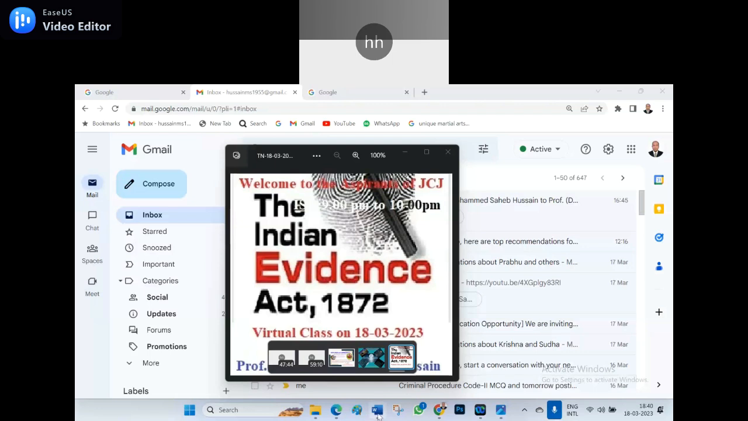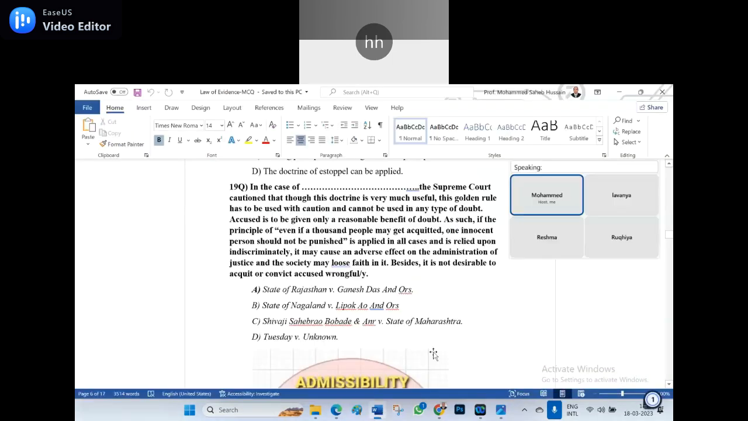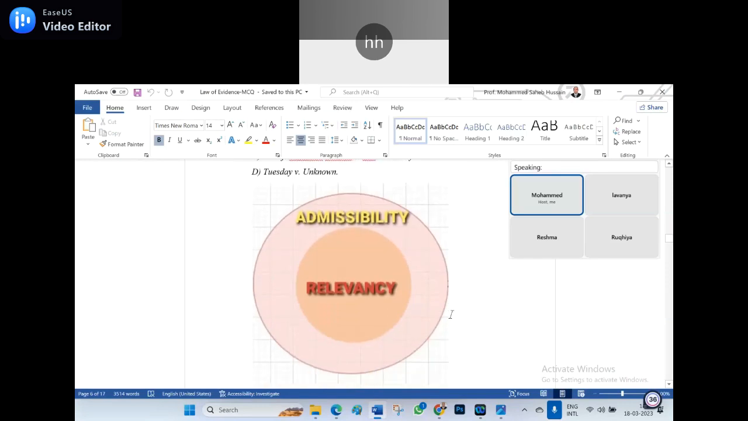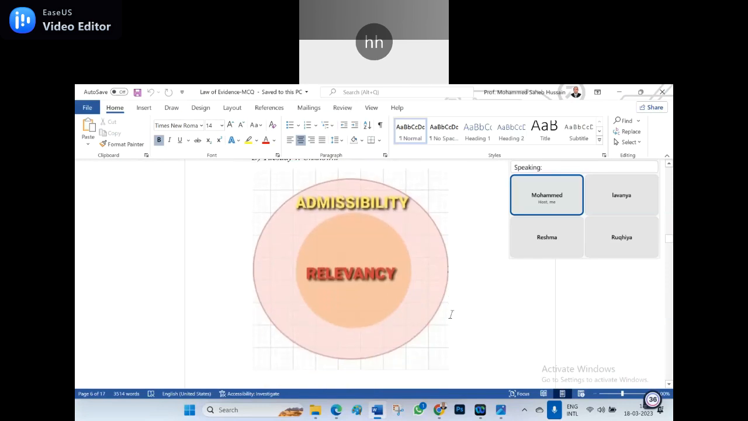Now let us start our talk in the virtual class, because the last class I dealt with the 19th question. Before the other people join, I put a diagram here, a photo: admissibility and relevancy. Now you can tell me which is the genus and which is the species. Anyone can unmute and give me the answer. Admissibility is genus, relevance is species. Appreciate. Admissibility is the genus and the relevancy is the species. So that is the thing which I want to make clear.